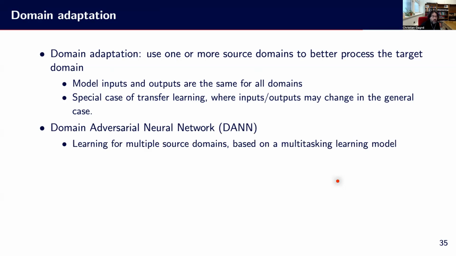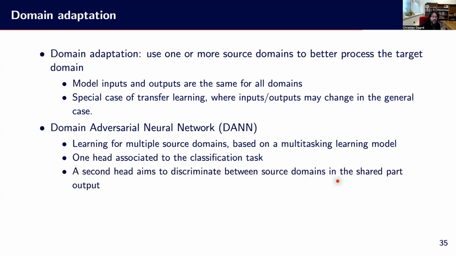One approach, among many others, is the domain adversarial neural network, the DAN, which has been proposed in part by a team here at Université Laval, which is learning from multiple source domains. It is based on what we call multitask learning models. We have one head associated with the classification task, and a second head that aims at discriminating between the source domains in the shared part output.